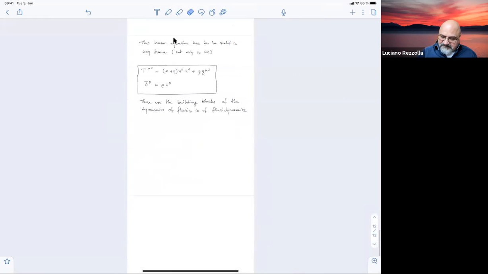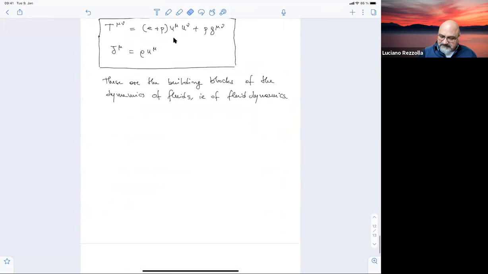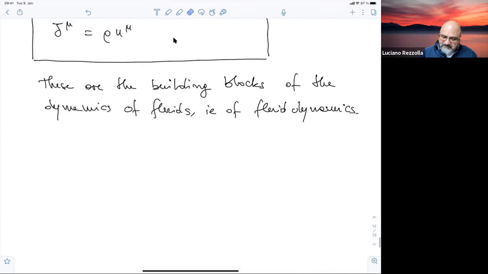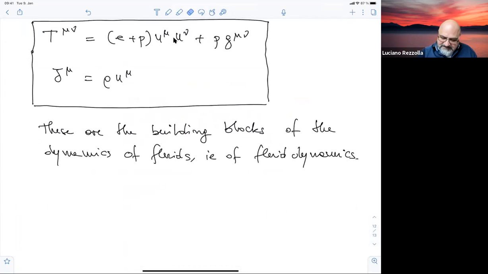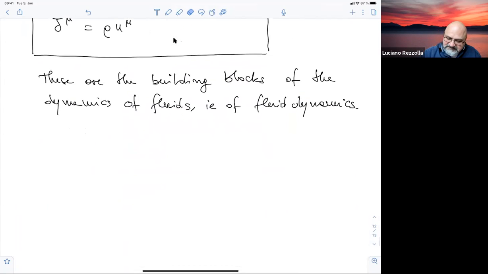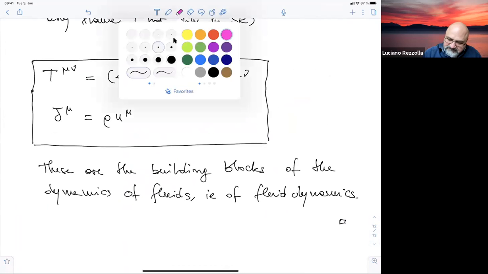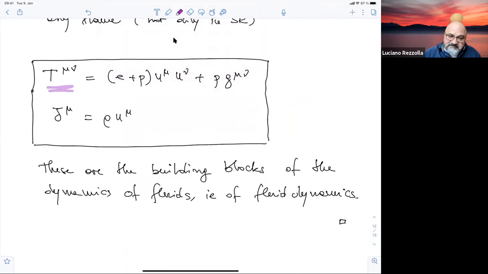Okay, so what do we do with these guys here? So far, I've just told you that T and J are important, and I've explained what they contain. By the way, look at this: it is quite amazing that a single tensor has everything you need to know about energy and momentum. In standard classical hydrodynamics, we distinguish momentum and energy, but here everything is in a single tensor, so quite nice.